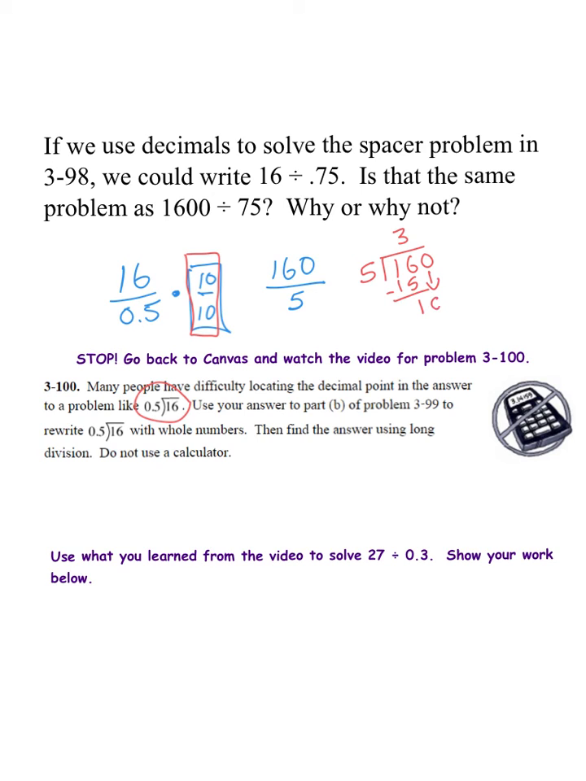Bring down my 0. 5 goes into 10 twice. 2 times 5 is 10, and I have 0 remainder. So then my answer is going to be 32.